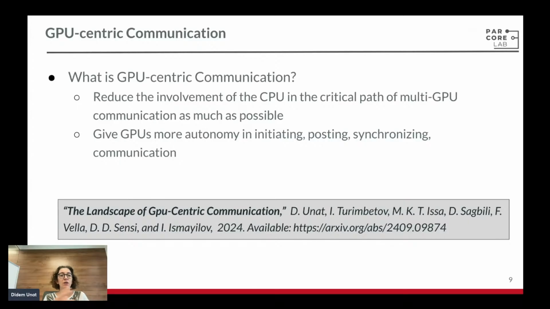Okay, so this all brings me to GPU-centric communication. So what is GPU-centric communication? We loosely define it as reducing the involvement of the CPU in the critical path of multi-GPU execution as much as possible, because anywhere the CPU is involved, it introduces overhead, synchronization, communication overhead, or control overhead. So can we give more autonomy to GPUs, initiating, posting, launching, and synchronizing communication?